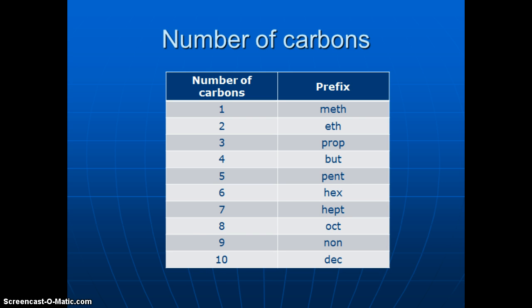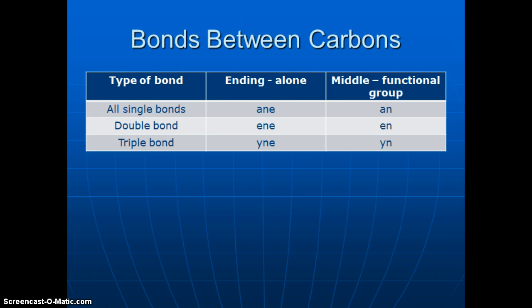So if you see a name like octane, the prefix oct tells you that there would be 8 carbons in that compound. So now let's take a look at the middle part of the name, which tells us not how many, but what type of bond exists between the carbons. If there are all single bonds, the ending is ANE.